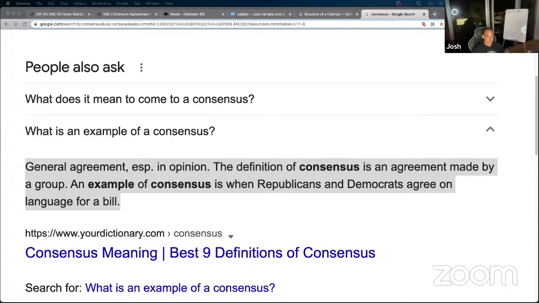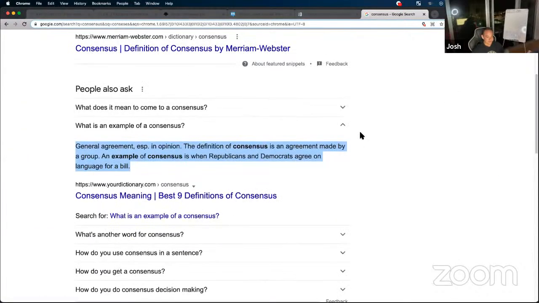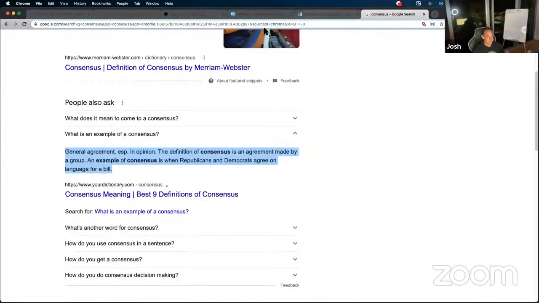Why are we talking about consensus again? That's consensus. But anyway, oh yeah, I don't know why.